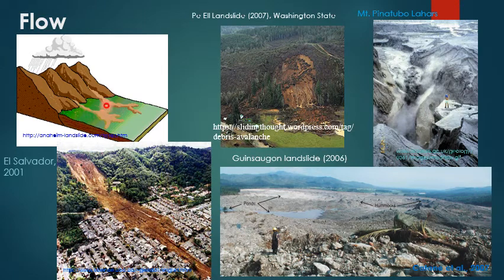This diagram shows the landslide type, the flow type landslide. And in another example, in El Salvador, an earthquake with a magnitude of 7.7 on January 13, 2001, triggered an earth flow covering about 400 houses with mud and resulting in 844 deaths.